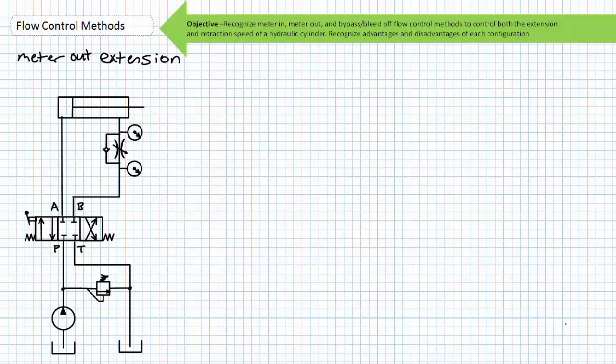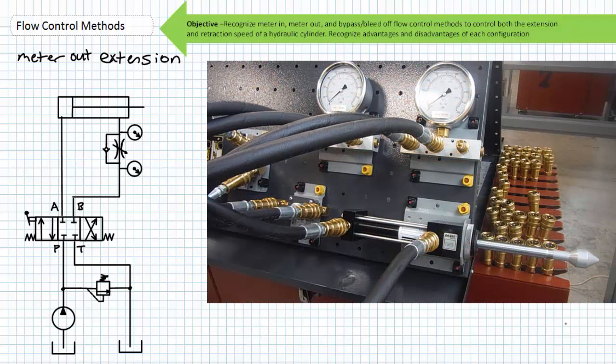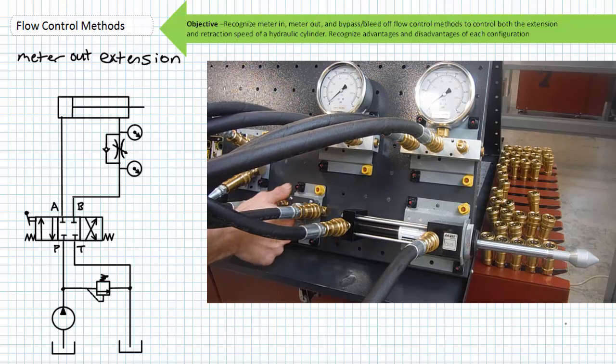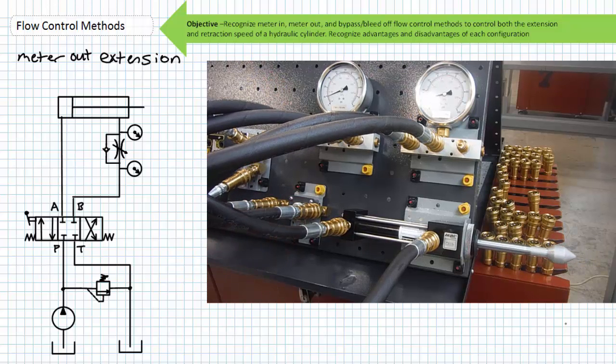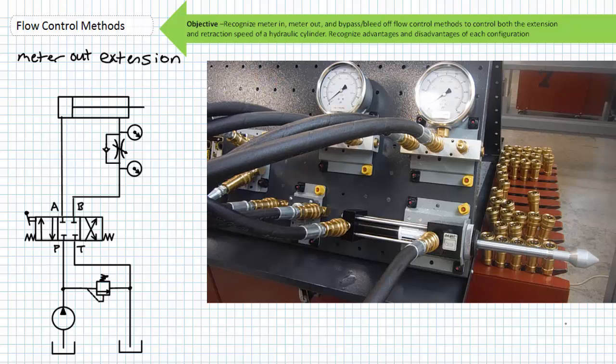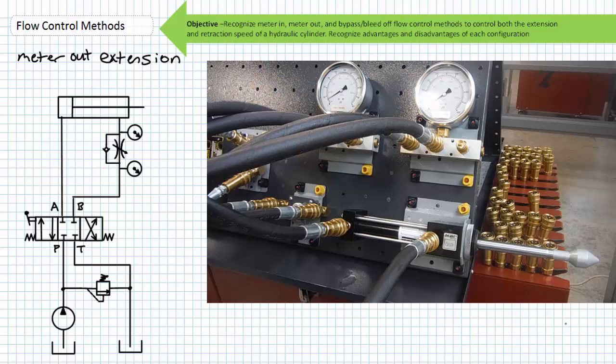In a meter-out extension configuration, one can also control the speed of extension by limiting the flow leaving the rod end. As I continue to decrease flow leaving the rod end, notice the extension speed goes slower and slower for subsequent iterations. Notice retraction speed is unaffected because of the check valve bypass. Additionally, notice that the pressure gauge I've placed on the upstream side of the flow control valve rises while it is extending. This pressure rise is due to the pressure differential created by the narrow passageway.